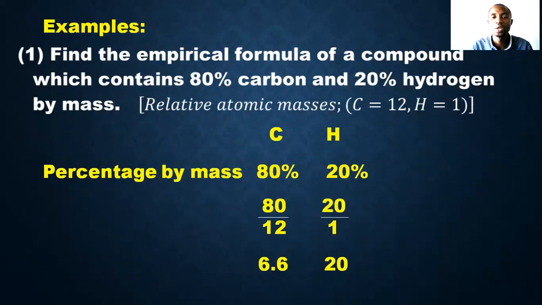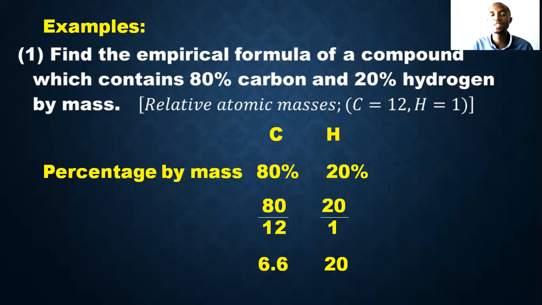Now, what we will do is this. The percentage of carbon is 80, the percentage of hydrogen is 20, and you have to divide the percentage by the relative atomic mass of each element given. When you do so, carbon, 80 divided by 12, you are going to have 6.6. That of hydrogen, 20 divided by 1, gives 20.